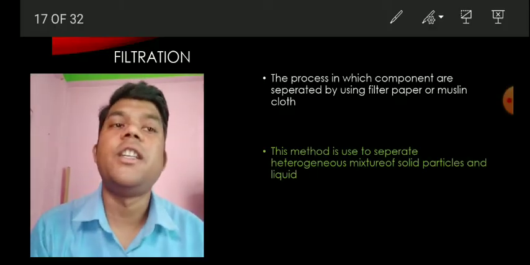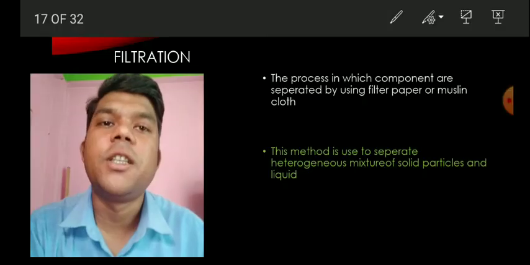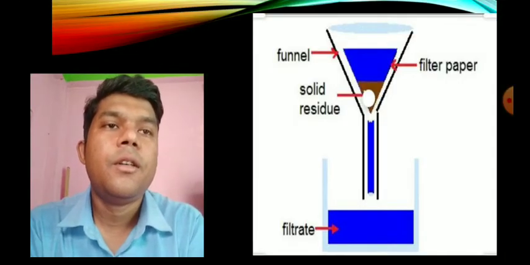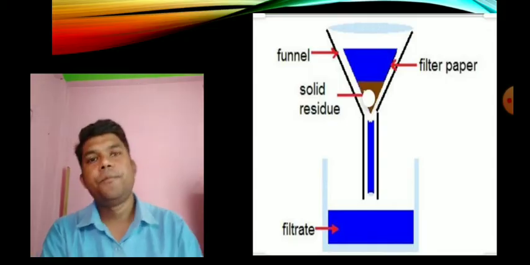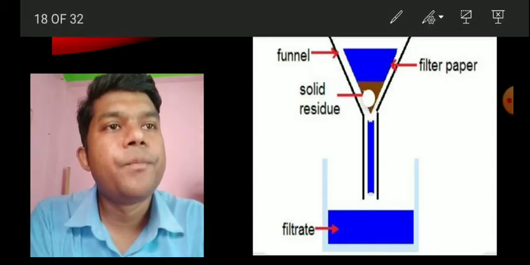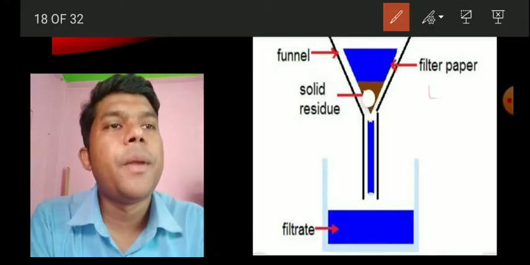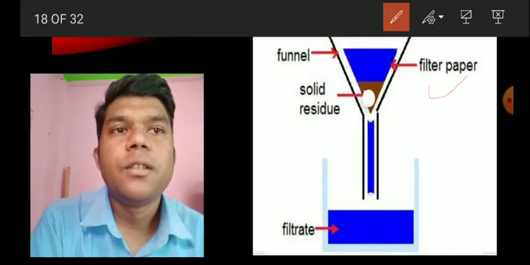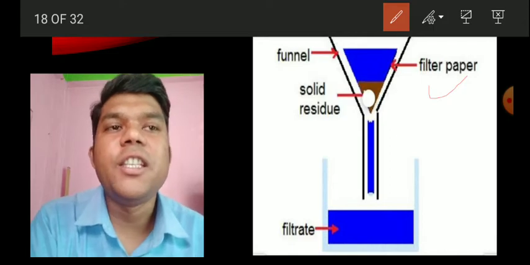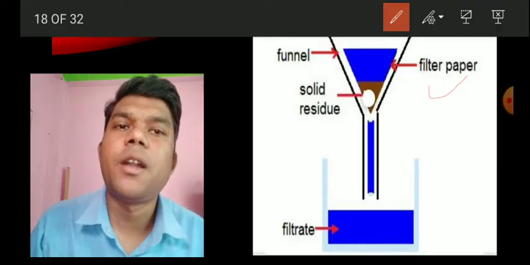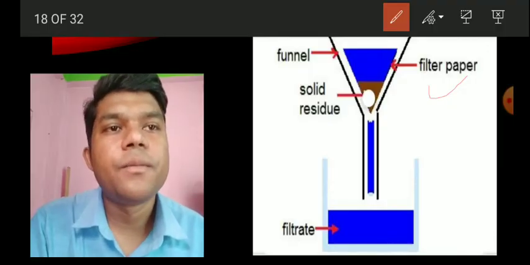So in filtration there is the use of filter paper or muslin cloth. Okay, to help you better, there is the diagram. So in filtration, what happens? Filter paper is used, and the funnel is used, to demonstrate in the bigger filter. The size and the shape of the filter paper are different.